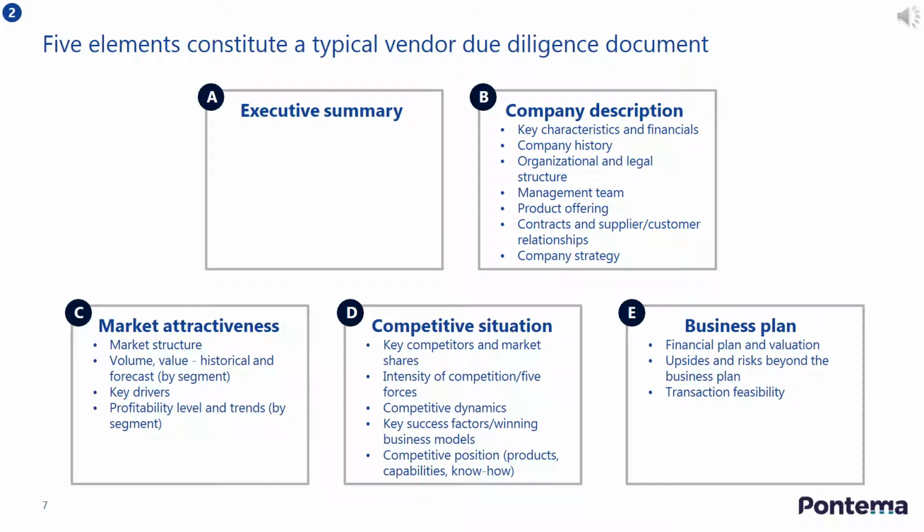Now let's turn your attention to the 5 core elements that constitute a typical vendor due diligence document. These are the executive summary, the company description, the market attractiveness, the competitive situation, and finally, the business plan. You will now review each of these elements in more detail.